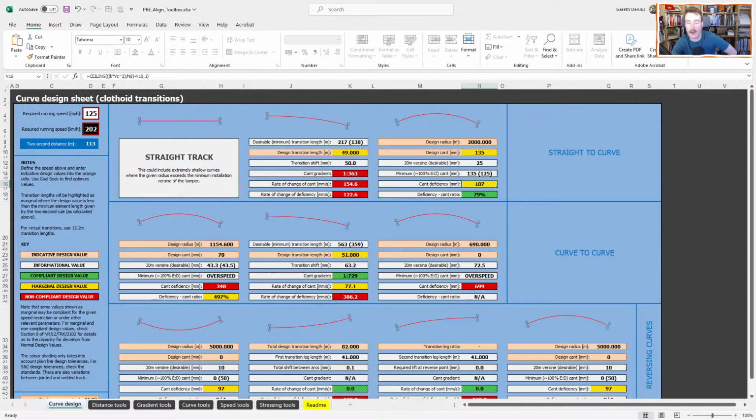So that's probably about how I would design that curve. 135 mil of cant. Yeah, probably. We won't worry about transitions, but there we go. We've designed a curve just like that, and we've got our E to D ratio of 79%. We've just designed a curve, everyone. That's exciting.